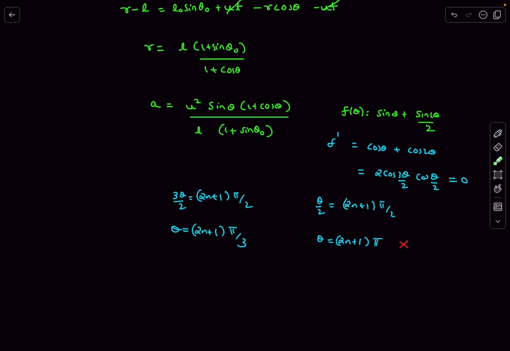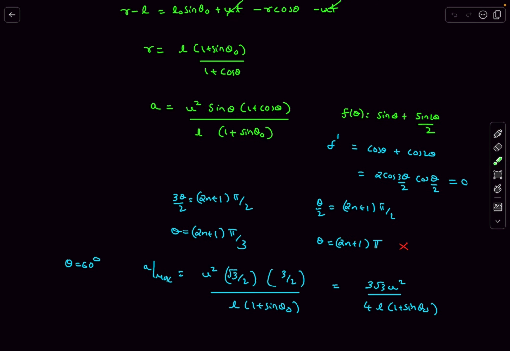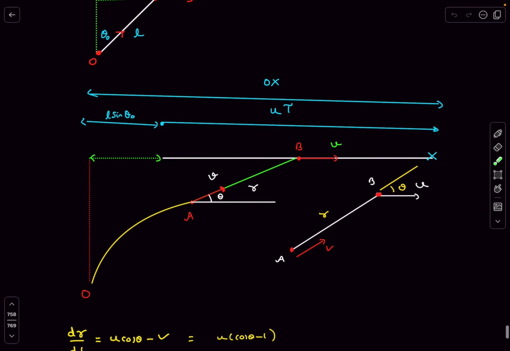So we'll take the simplest case from here, that is theta equals 60 degrees, and we'll substitute it into our acceleration expression. So A max will just turn out to be, okay, so once you substitute the value of theta as 60 degrees, guys, you'll get the acceleration as this particular value. Okay, so that was the solution to this question, guys.